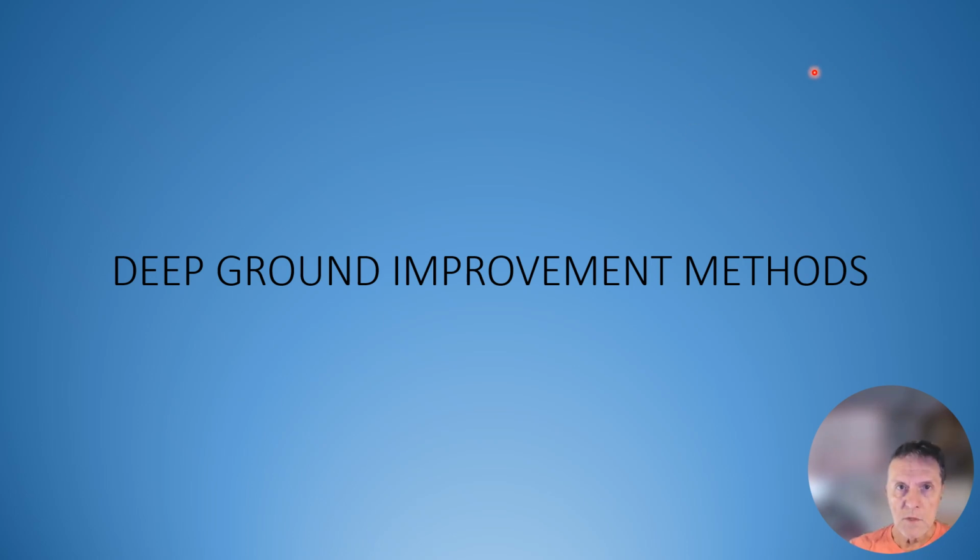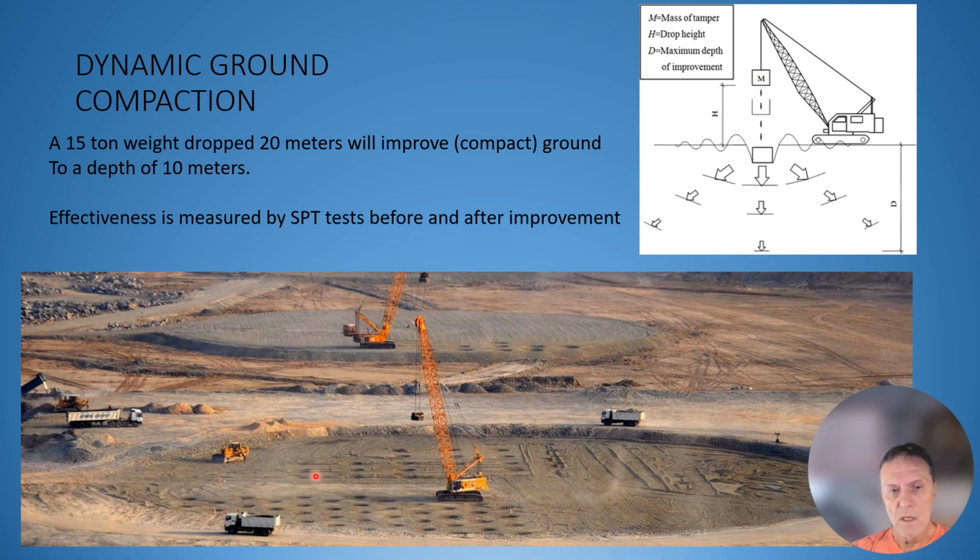So there's other ways of improving, mitigating foundation conditions, deep ground improvement. So what does that mean? That means we can go in and improve the ground. This is one way to do it. You have a crane with a big weight, 15-ton weight, and you may drop it 20 meters, or 66 feet or so. Will compact the ground to a depth of 10 meters.